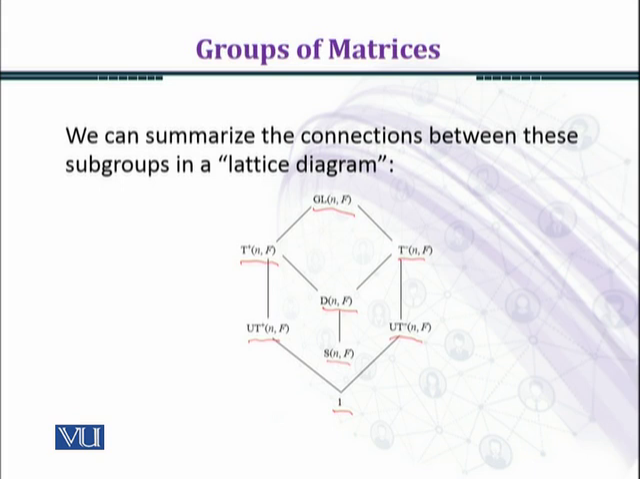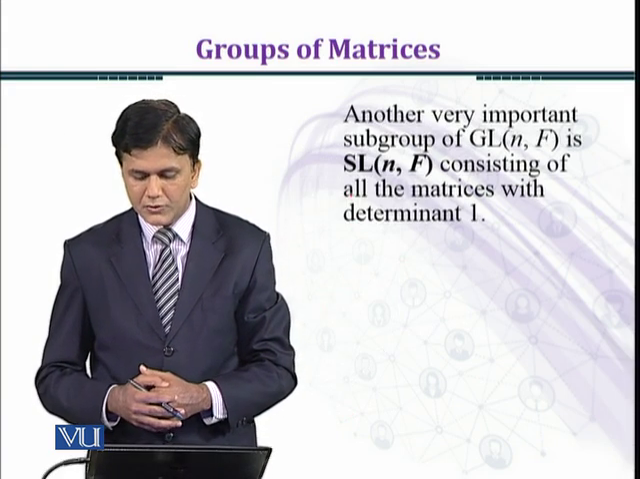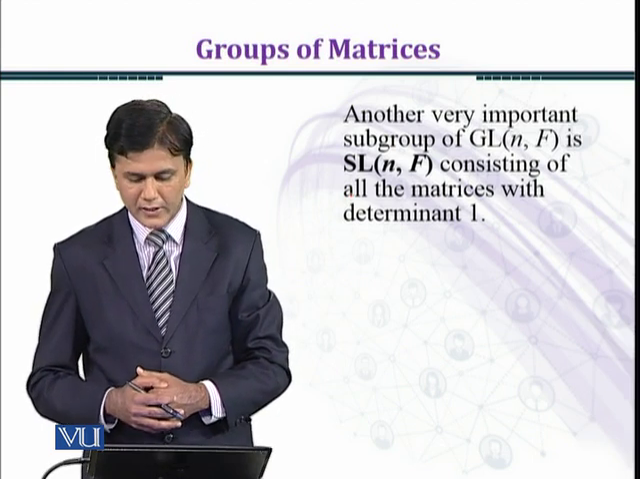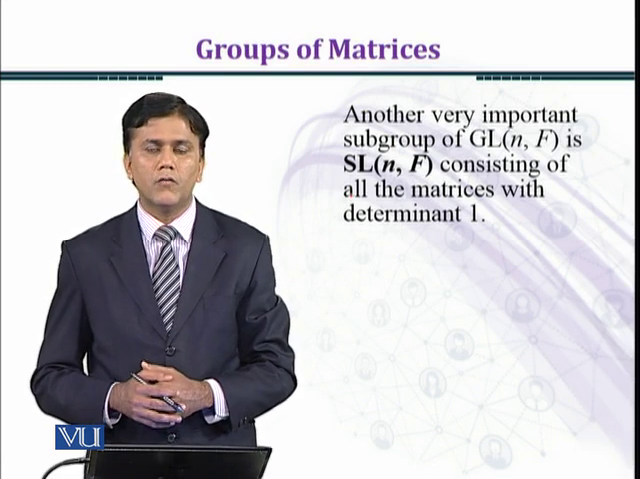You can see that these are matrices of order n by n with entries in a field, and you have seen that the set of real numbers, the set of complex numbers, and the set of rational numbers form a field, and in the case of a field it would be a group under matrix multiplication. If here you replace F by Z, Z is not a field, then in general you shall not get a group under matrix multiplication. Another very important subgroup of GL_n(F) is SL_n(F), consisting of all the matrices with determinant 1.